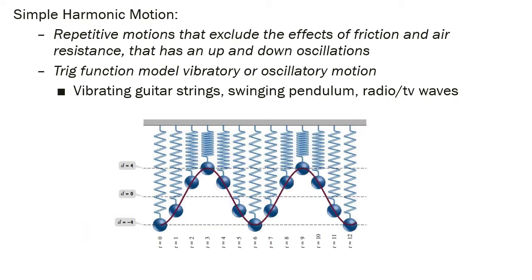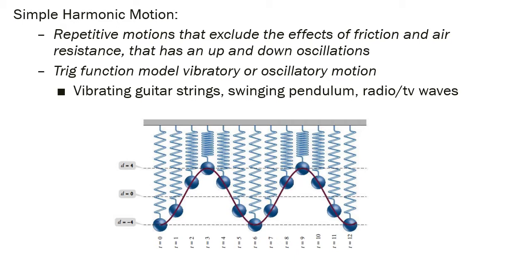Simple harmonic motion is basically a repetitive motion that excludes the effects of friction and air resistance, that has an up and down oscillation. So it has an up and down motion, kind of like how you see here with this ball on this spring, where it's kind of going up, down, up, down. And since it doesn't have any air resistance or any friction going on in this scenario, it will have that perfect up and down kind of movement. And therefore it can be modeled by trig functions like sine and cosine. So those types of functions can model vibrations or oscillations, up and down motions.